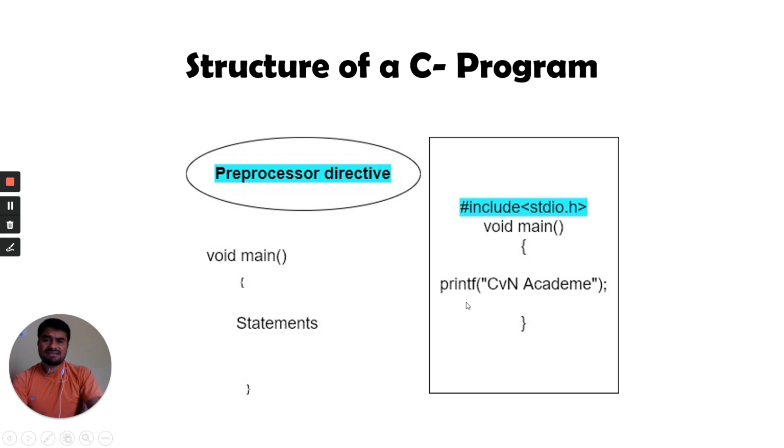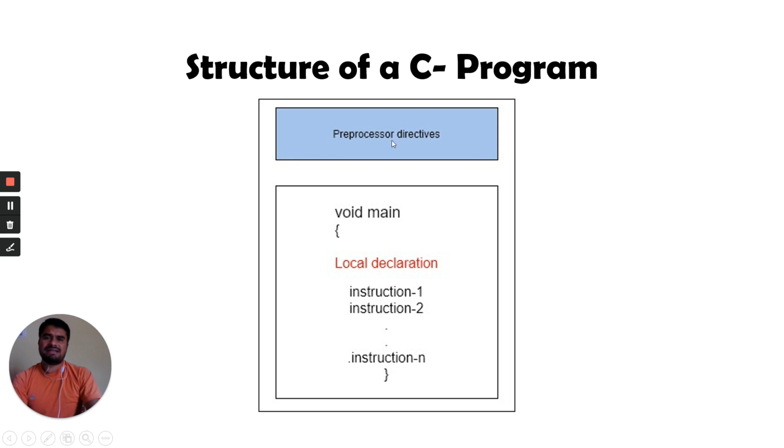These are the different parts of the structure of a C program. Again, this gives the complete picture about the structure of a C program. Preprocessor directive, as I said, and the void main. Void main is a calling function, flower brace or curly brace, local declaration, and these are the statements. And here, this is the curly brace where the program ends. I hope you understood the structure of a C program.